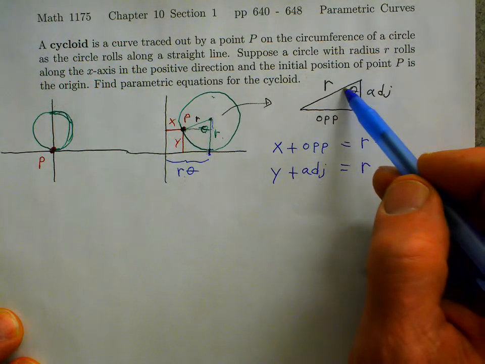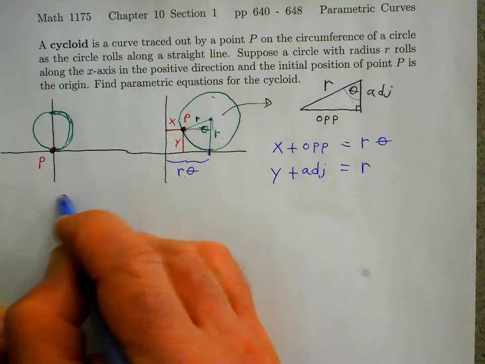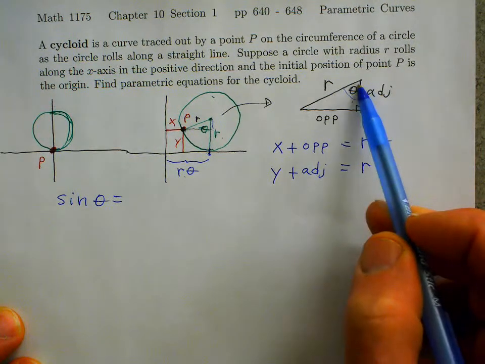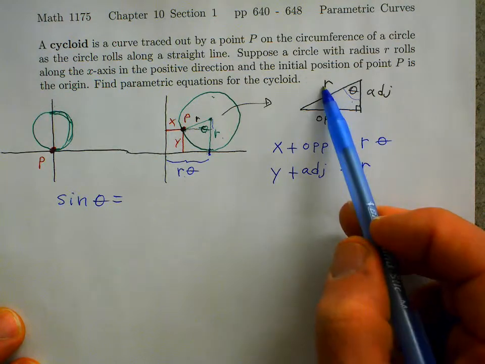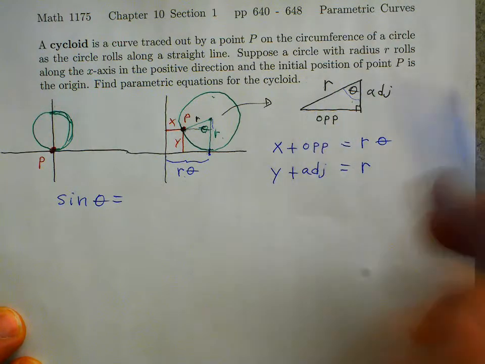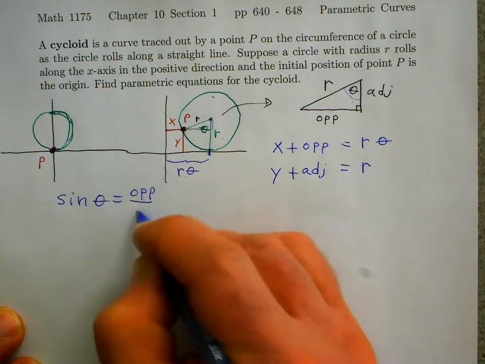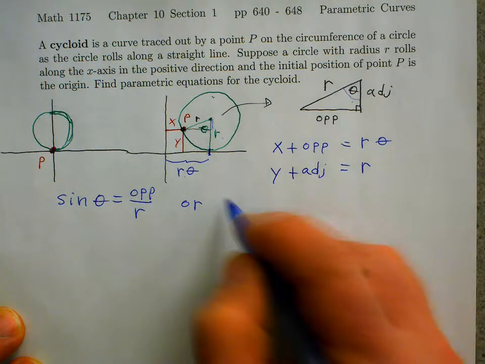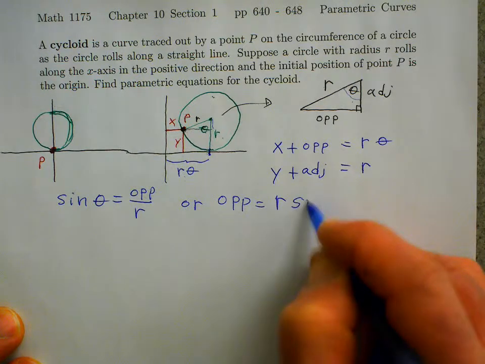So if I take the sine of theta, just by definition, the sine of theta is equal to the length of the opposite side divided by the hypotenuse. So this is the opposite side divided by r. We want to know what the opposite side is, so the opposite side is r times sine of theta.